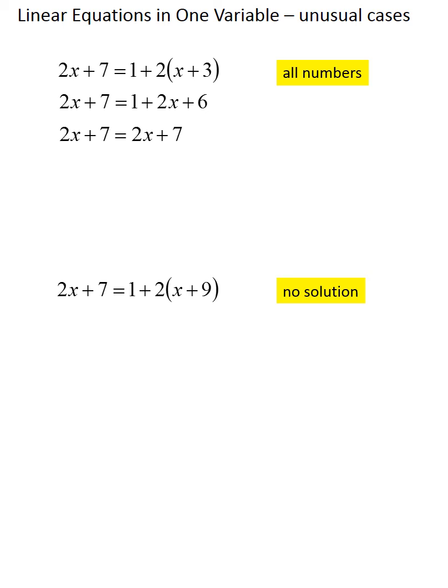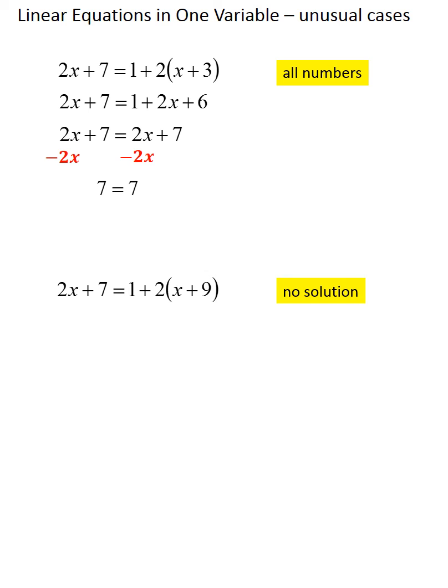Let's use the same techniques from the previous slide as if we didn't know anything was unusual here and we're continuing to solve. I could subtract 2x from both sides and my variables would cancel out. Now when your variable cancels out and you get something like 7 equals 7, that does not mean that 7 is the answer to the problem. That means that the original problem is true for any x for which 7 equals 7 is true. Let me rephrase that. 7 equals 7 is always true. Therefore, the original equation is always true.